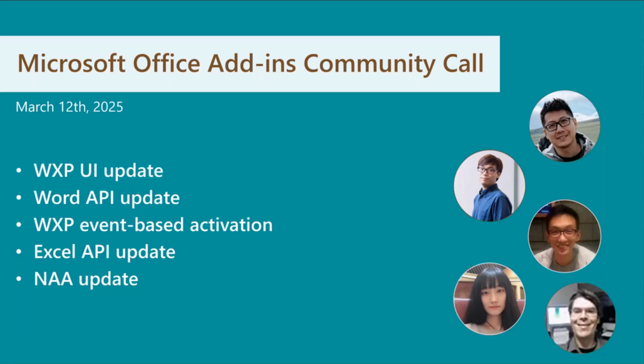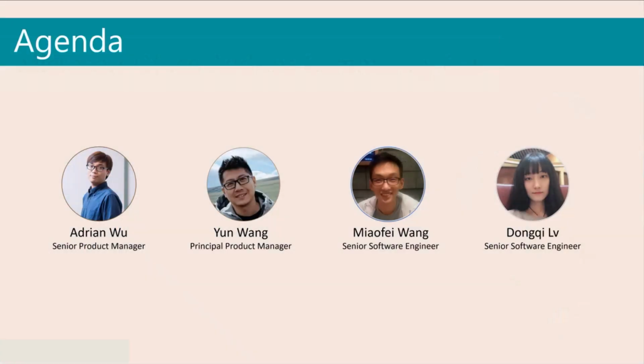And today we have several topics. The first one is the WXP UI update, and also the Word API update, the WXP event-based activation, the Excel API update, and the NAA update. So we have a lot of topics today. Let's get started. And we have several presenters today.